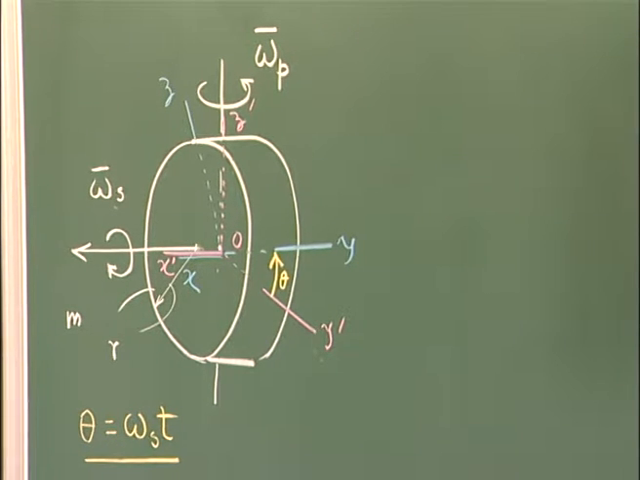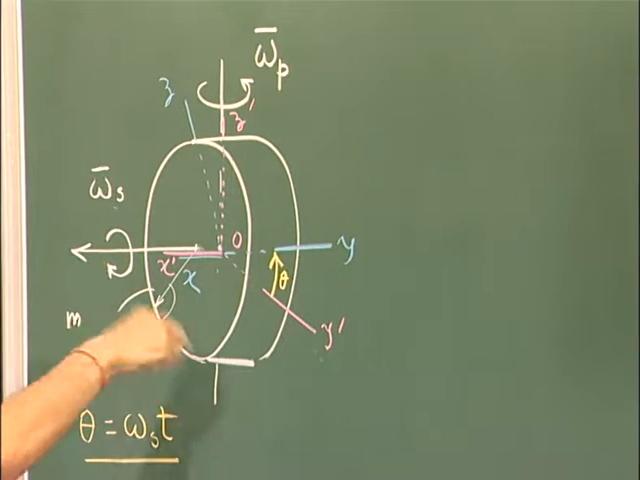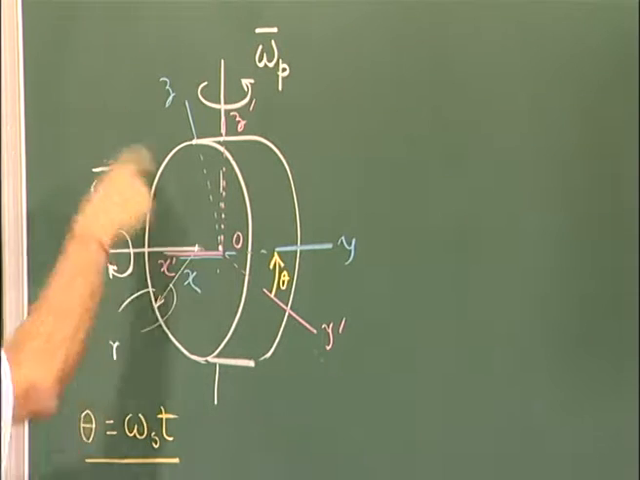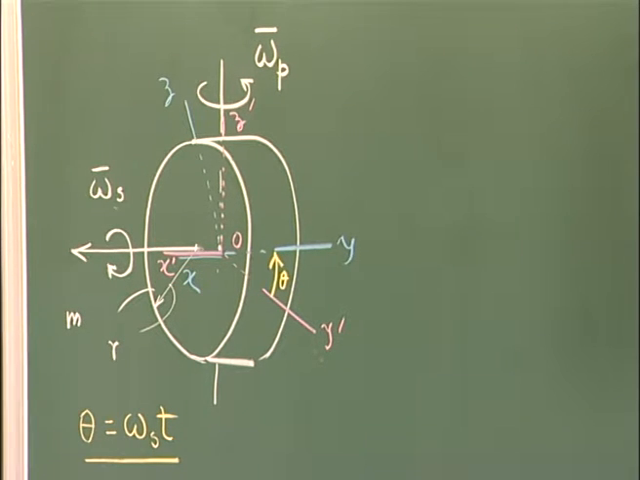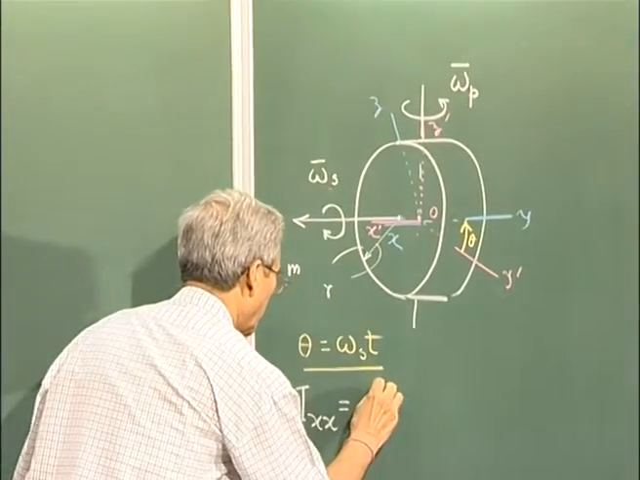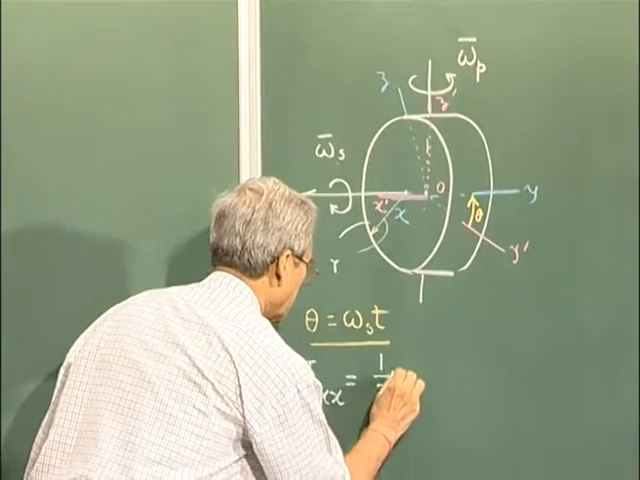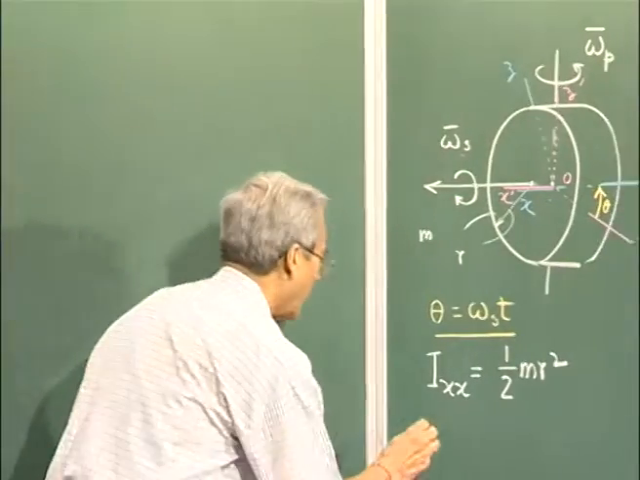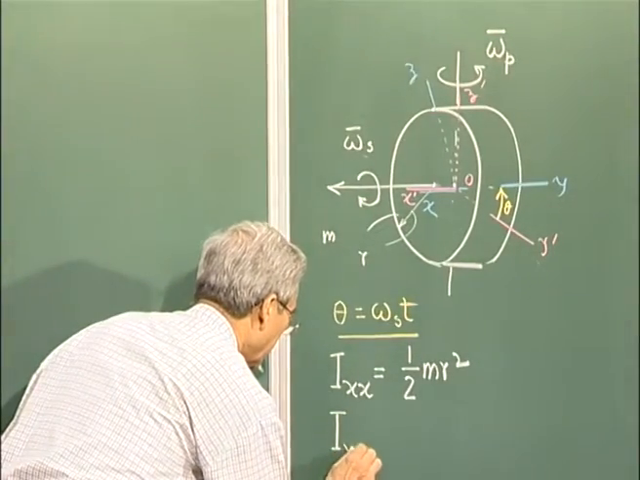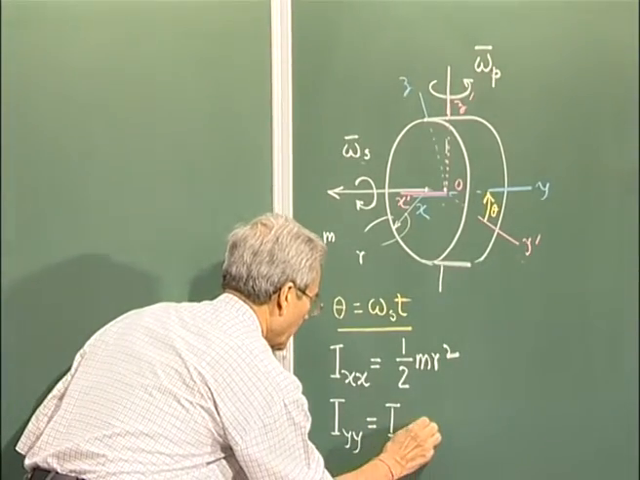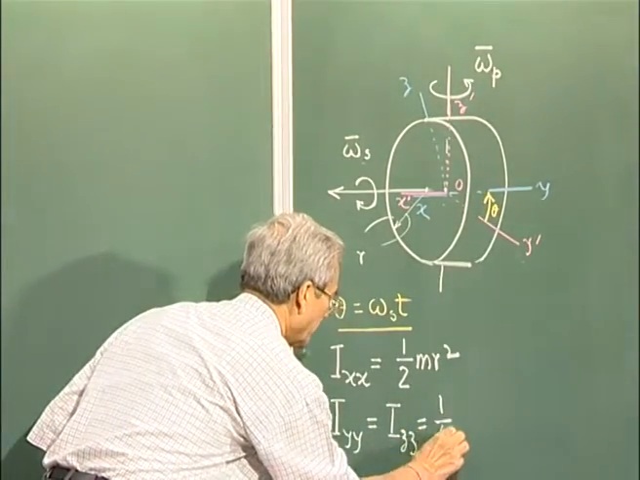Now, the inertial properties, from the symmetry we understand that this is one of the principal axis, and any diametral axis will be also a principal axis. So, Ixx we call the polar moment of inertia, and for a disk it is something like this. Iyy and Izz are same, equal to half of this.